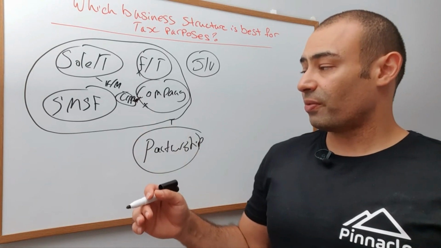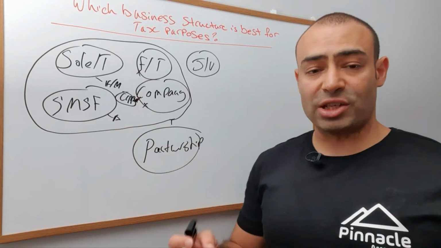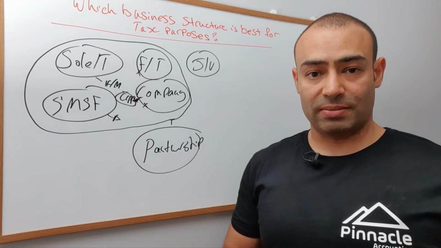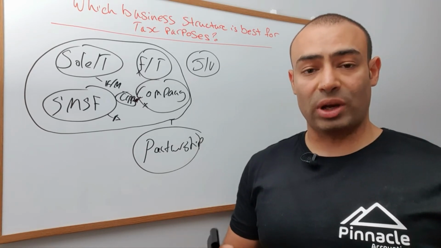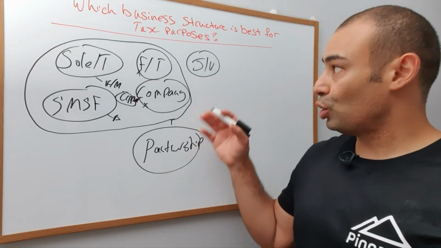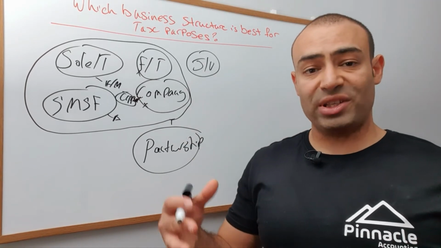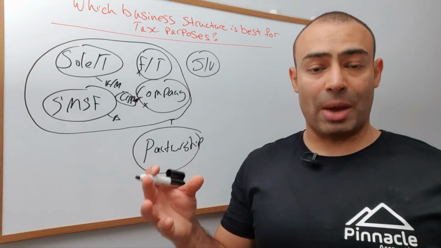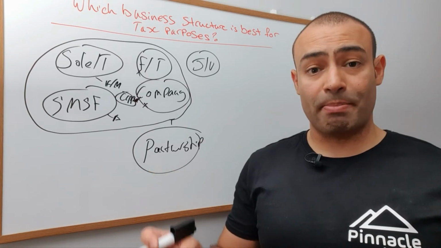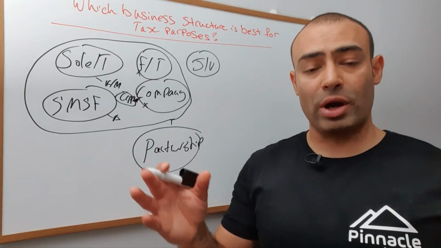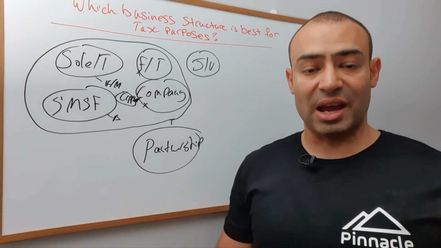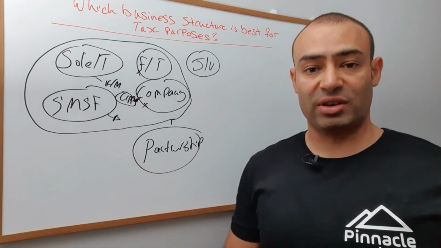An SMSF is a self-managed superannuation fund, and this is where you grow your nest egg for retirement. A superannuation fund is generally taxed at 15%. A joint venture is really two people going together to achieve a particular end, but they're not in partnership together. So they work on a particular project, but they're not receiving income jointly. Each one receives income in his own name. They're not issuing tax invoices jointly on behalf of that joint venture.